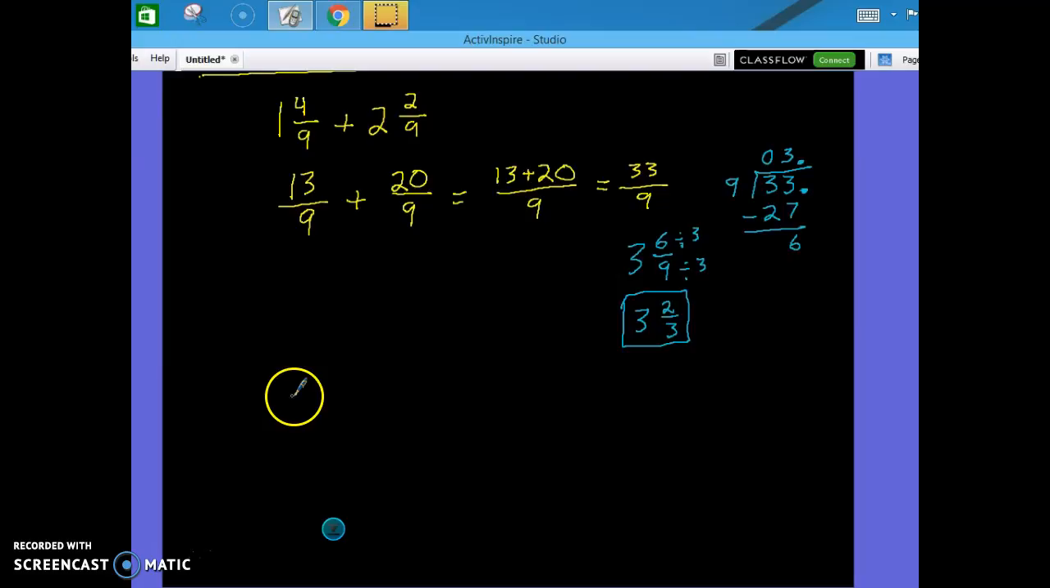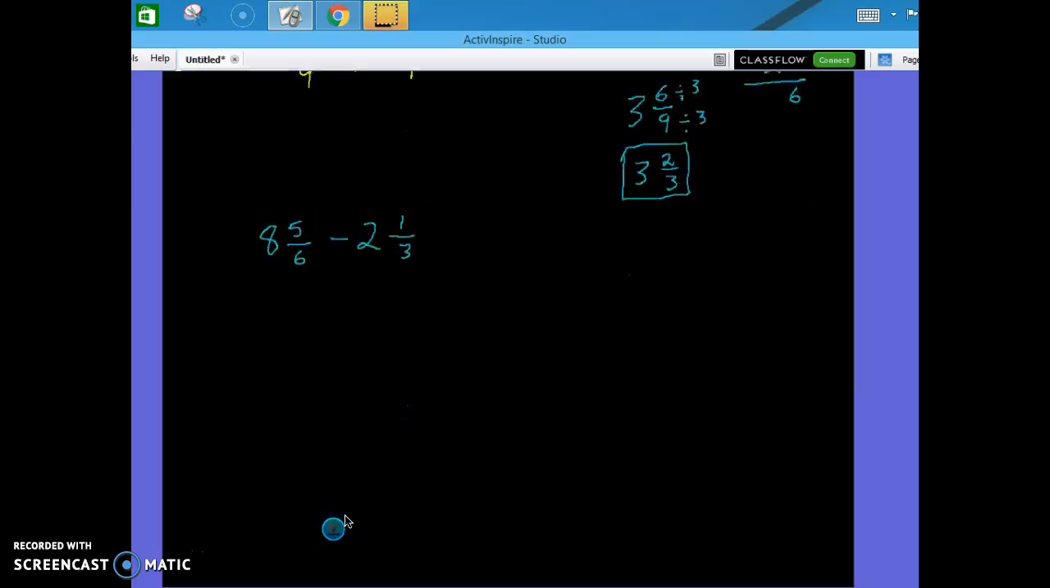Let's do one more example. Let's try, this is going to have a little bit larger numbers. 8 and 5/6 minus 2 and 1/3. Switch colors. Again, rewrite these as improper fractions. 8 times 6 is 48. And 48 plus 5 is 53. So this is going to become 53/6.